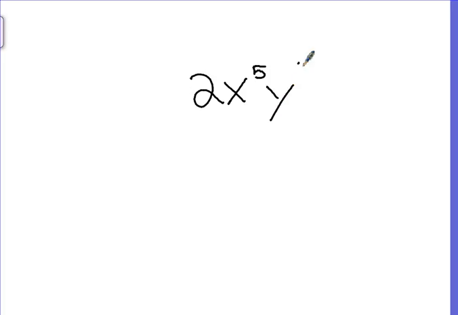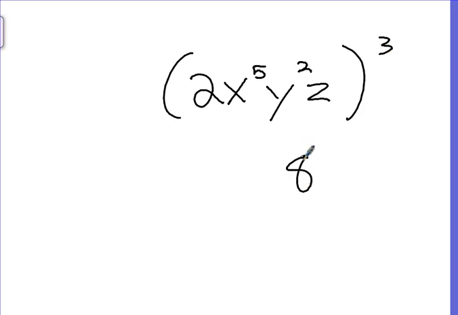All right. 2x to the 5th, y squared, z, all cubed. This is easy. We cube everything. 2 cubed is 8. X to the 5th cubed is x to the 15th. Y squared cubed is y to the 6th, because 2 times 3. And then z is just going to be z to the 3rd, because that's z to the 1st power. Okay? Now it's done.